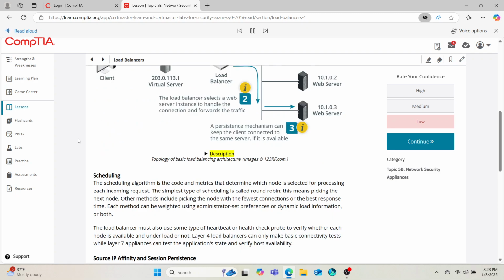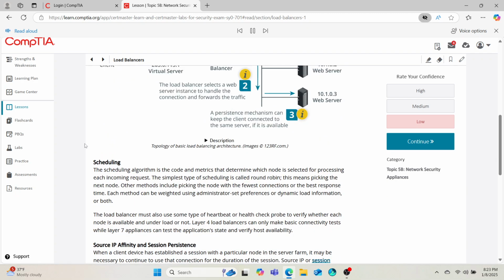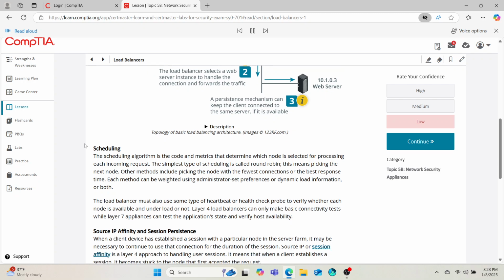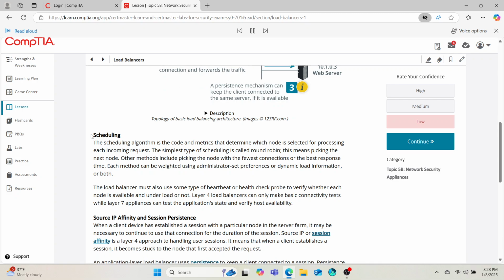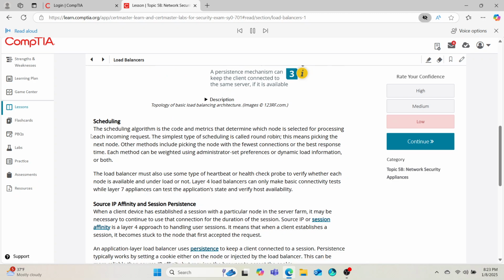Description. The 3 steps are as follows. 1. Client connects to the virtual server over the internet. 2. The load balancer selects a web server instance to handle the connection and forwards the traffic. 3. A persistence mechanism can keep the client connected to the same server if it is available. Topology of basic load balancing architecture.